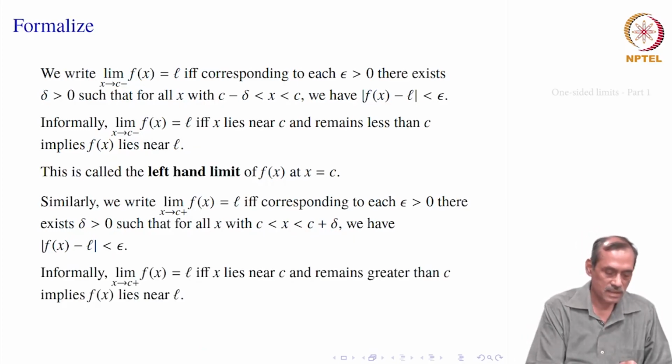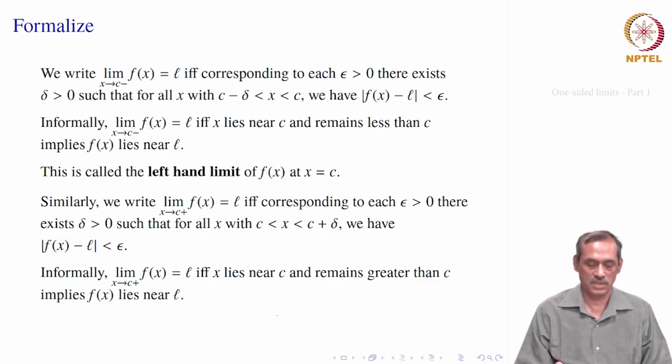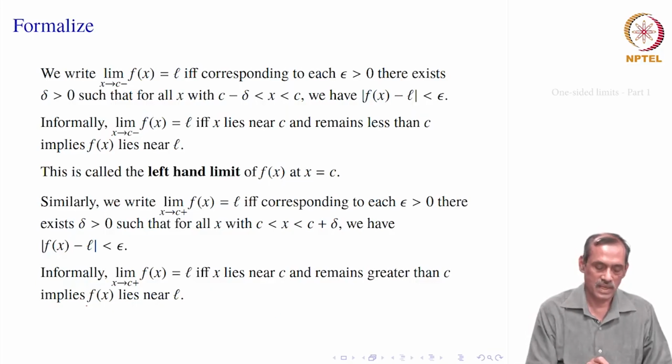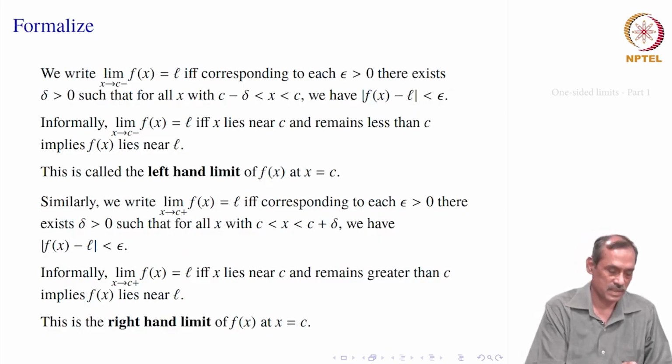Again informally you will say that the limit of f of x as x goes to c plus equals L, the right side limit of f x at c is L, if x lies near c and remains greater than c. For those x, f of x should lie near L. That is called the right hand side limit, or right limit, of f x at x equal to c. So, in the earlier example, the left side limit is 2, right side limit is 4. That conforms to this formal definition.